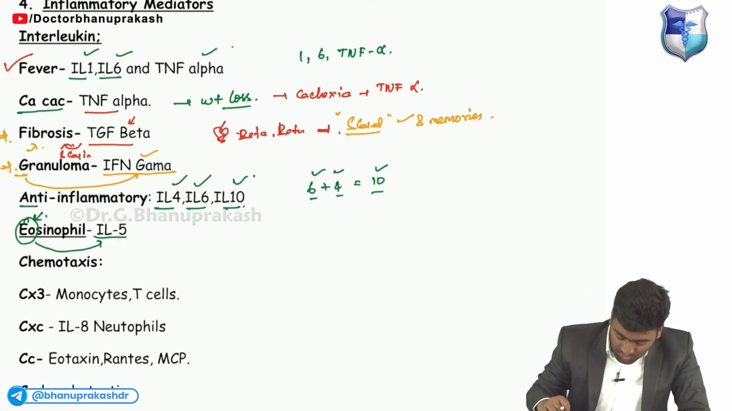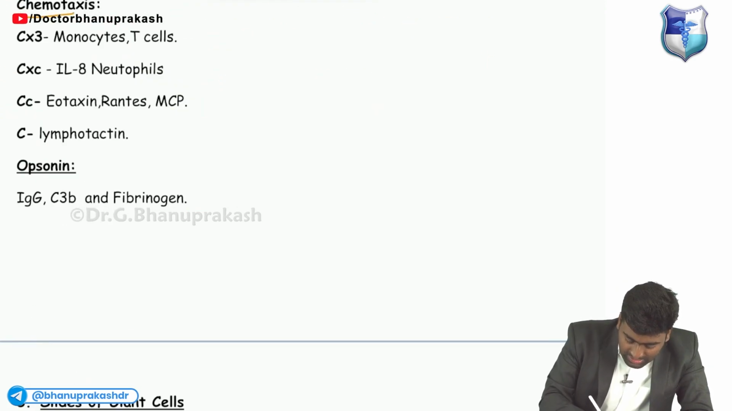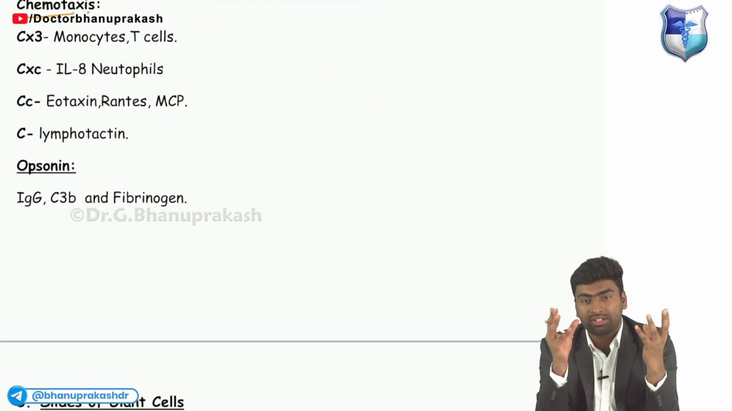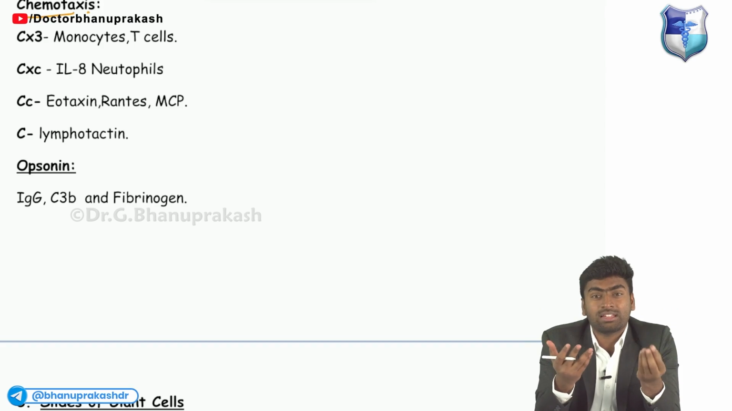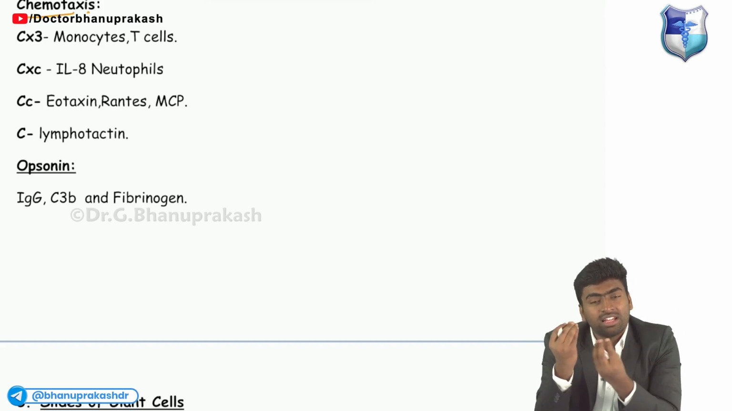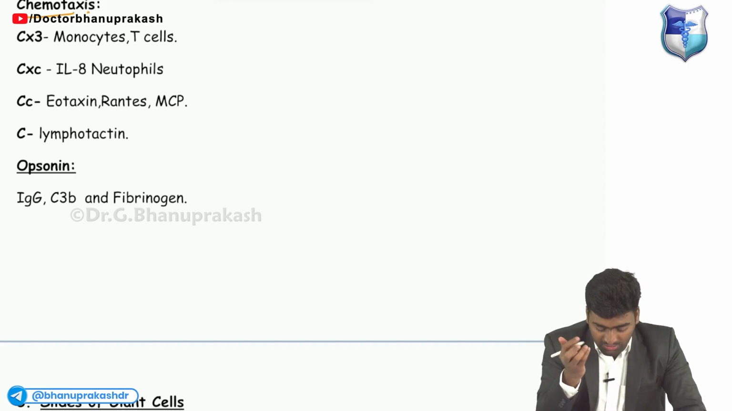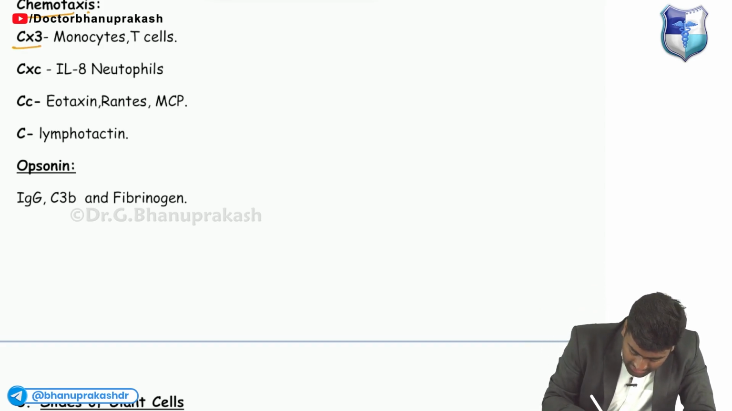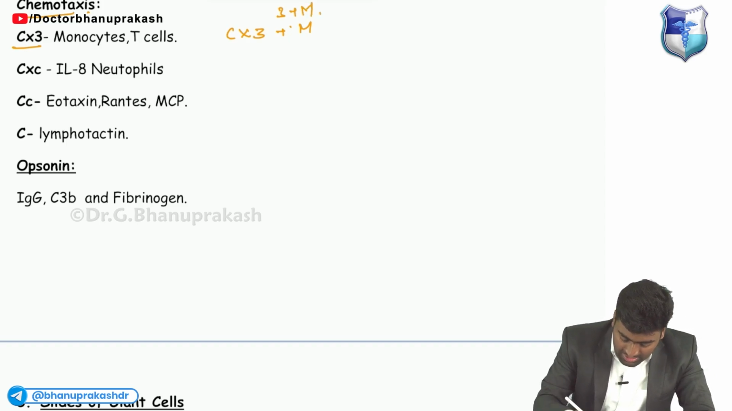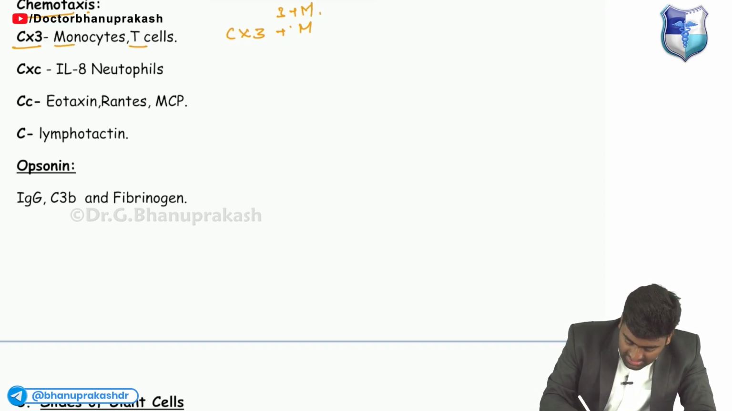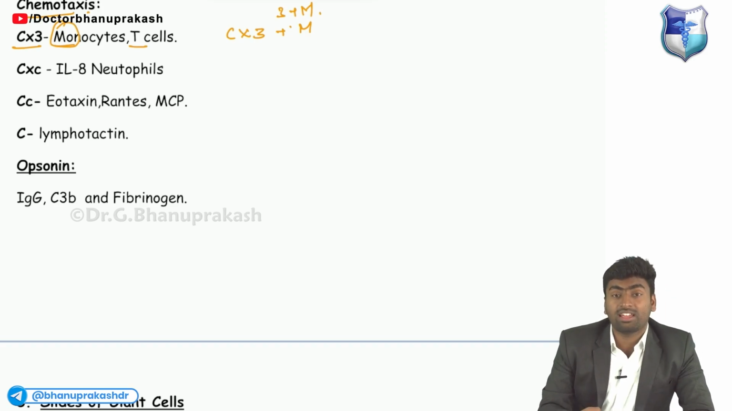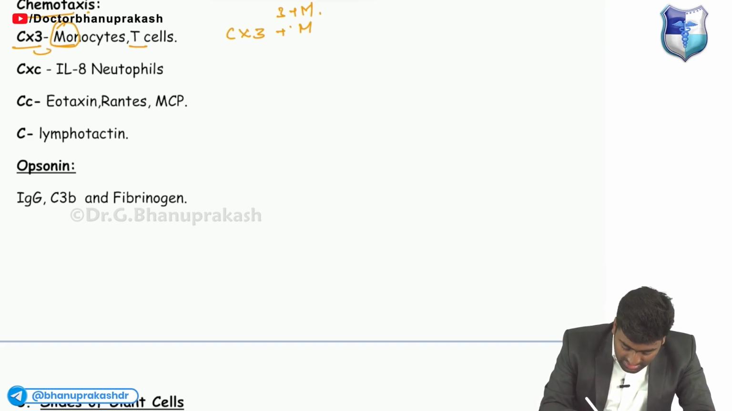So these are a few interleukins. Then if you see about chemotaxis, as I told, there is inflammation, but who will tell, or how will it be told, that there is inflammation going on and these cells need to come there and fight against this inflammation? So there is a chemotactic cytokine known as CX3. Remember this 3, make this 3 into M. So it is the monocytes and T cells, especially the monocytes, that will come there because of this CX3.